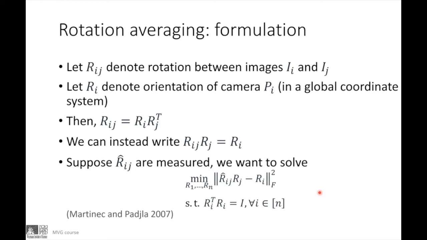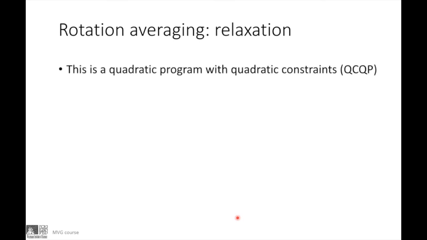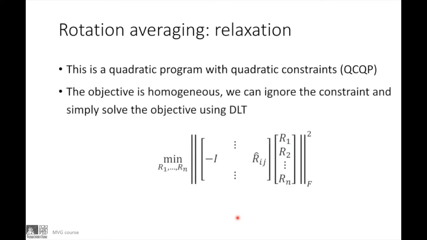Anyway, if I solve this, I solve the cycle consistency problem. Now this problem has a quadratic optimization functional and quadratic constraints. So it's a QCQP, difficult to solve. One way to solve it is by doing relaxation. So let's see a relaxation.